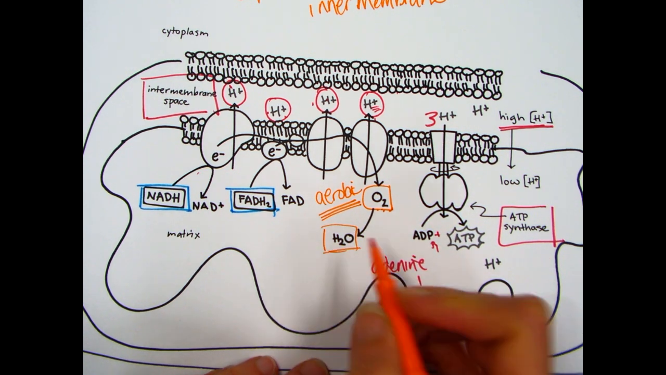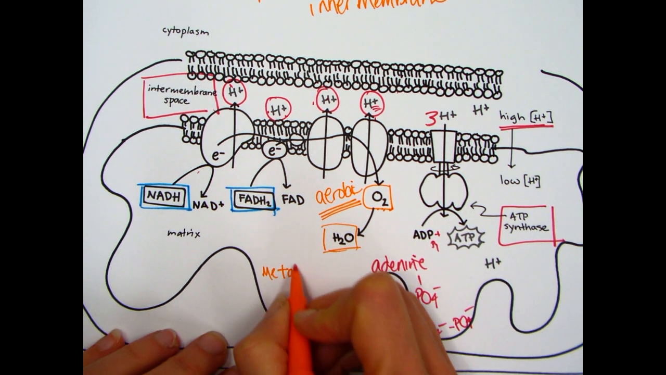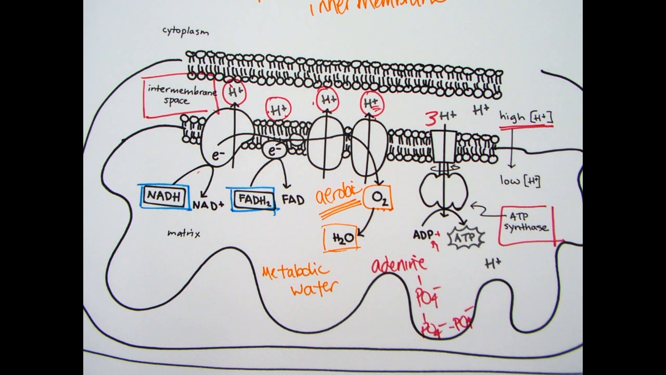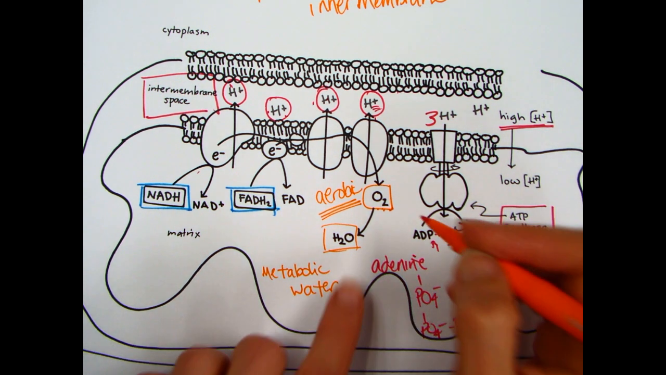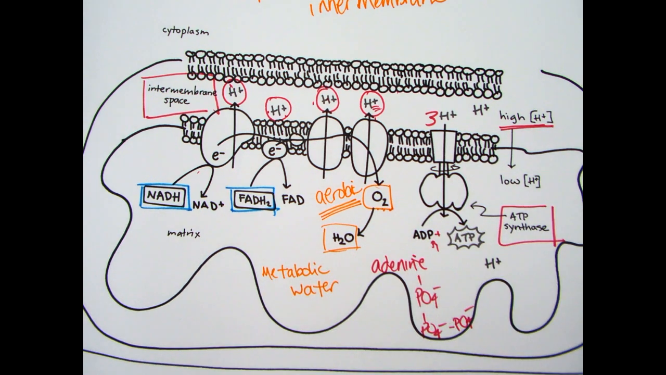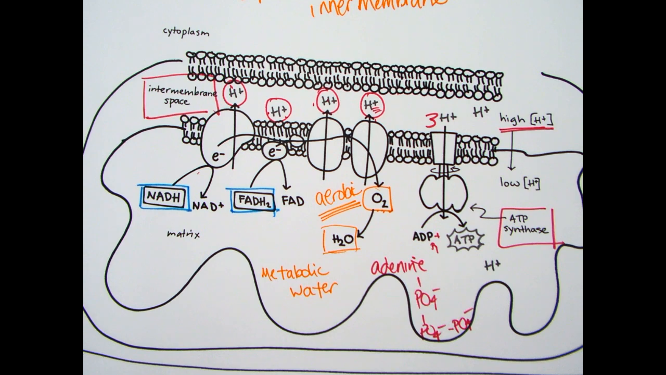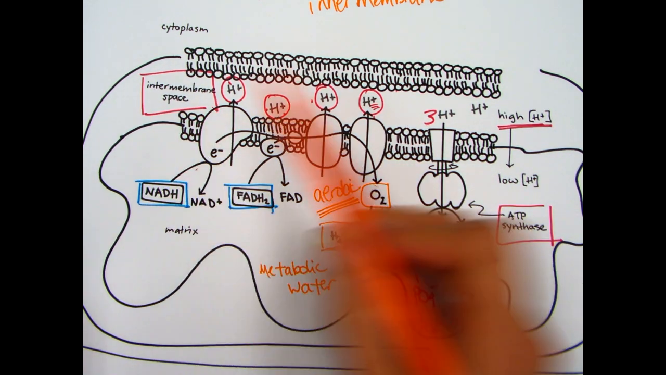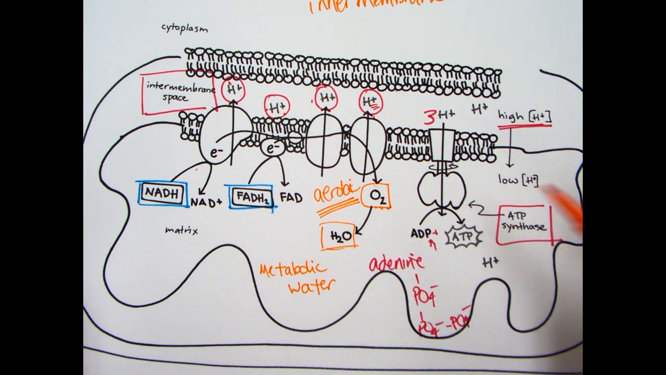So this water that is produced here, fascinatingly, I think, is called metabolic water, and is the reason that you have to go to the bathroom even if you don't drink a lot, because you breathe in oxygen. As you are breathing in oxygen and just sitting there, your body is just turning the oxygen into water in the process of doing the electron transport chain so that ATP can be produced.